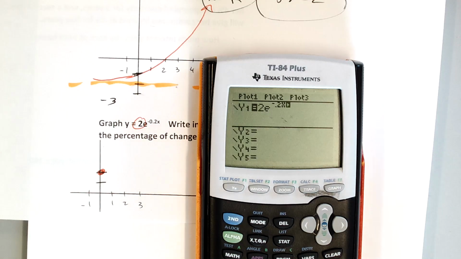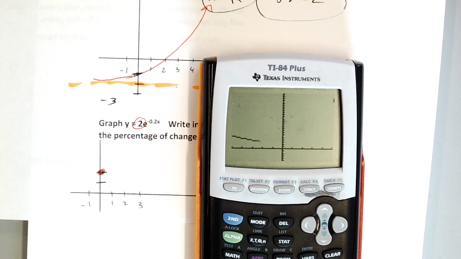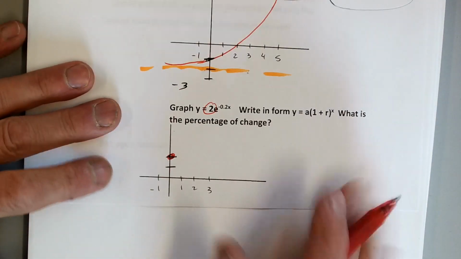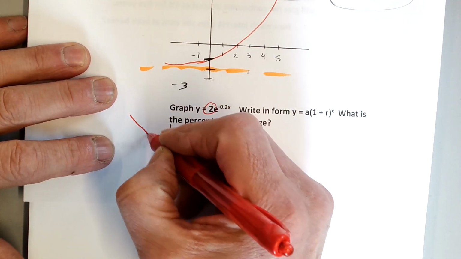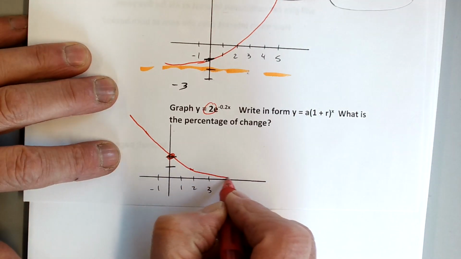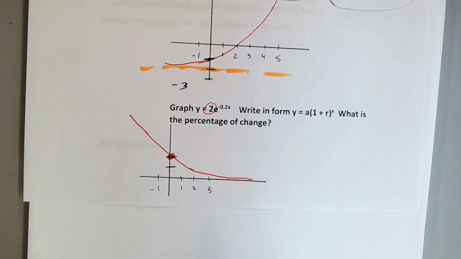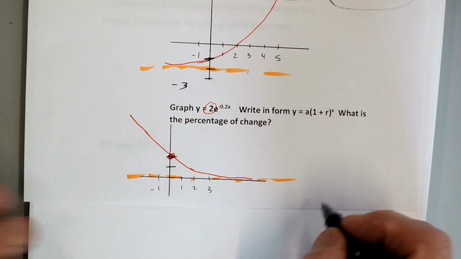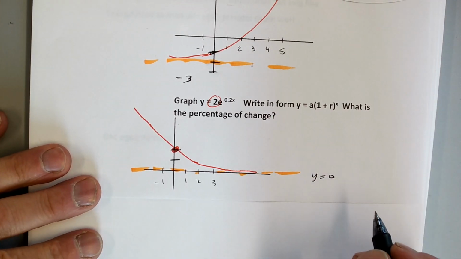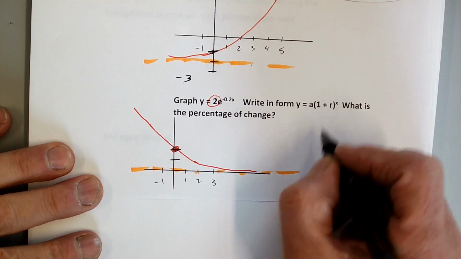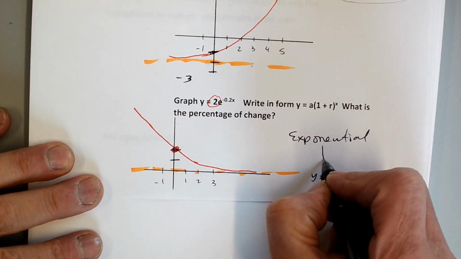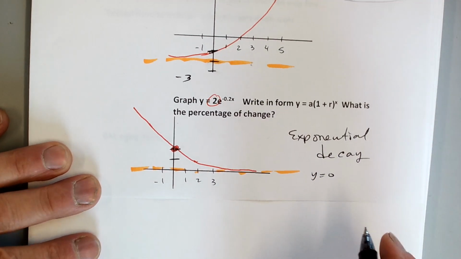Now let's see what it looks like. Graph. This one's going down, isn't it? So I don't need a perfect shape, but I just need it to look something like our curve like this. Okay, and again, I'm going to put in my horizontal asymptote at y equals 0. And this one's going to be exponential decay, right?